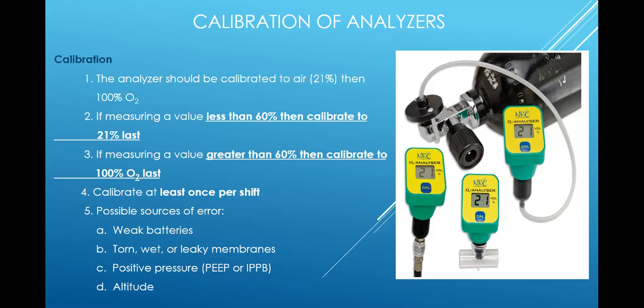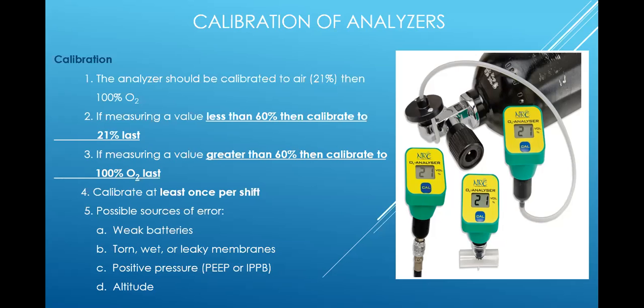You say if it's greater than 60%? Yes. Calibrate to 100% last. So I will calibrate to 21%, calibrate to 100%, right? Then I go see what he's on. Because I'm not calibrating when I put it on him. I'm testing. I'm analyzing when I get to him. You only calibrate two ways: calibrate to 100% or room air. But it matters which one you do first or last, depending on what you think you're about to measure, okay?